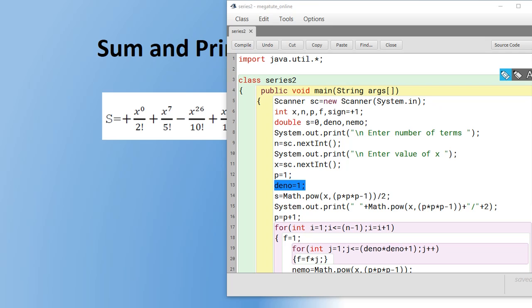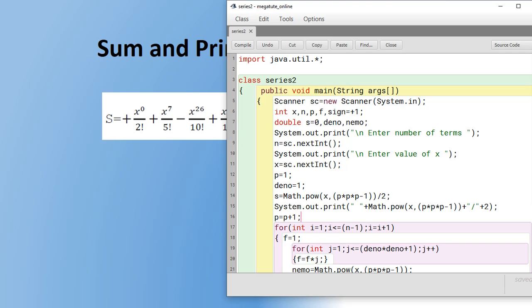Now, as I told you, the first term of the series, which has a plus sign, I'm going to calculate before the loop starts and then store it into S. That's what I'm doing over here. So what is being done here is we are calculating S equals Math.pow(x, cube of the natural number, or p, minus 1) upon 2, because I can see that 2 factorial is 2. All right, and then I can print it out also, System.out.print, same way Math.pow, this plus 2.